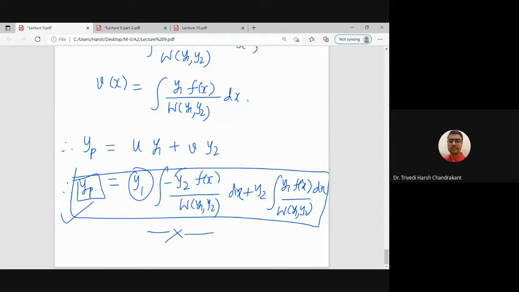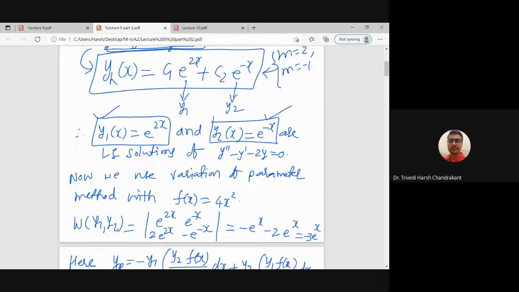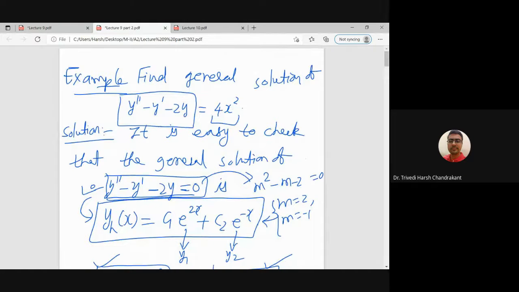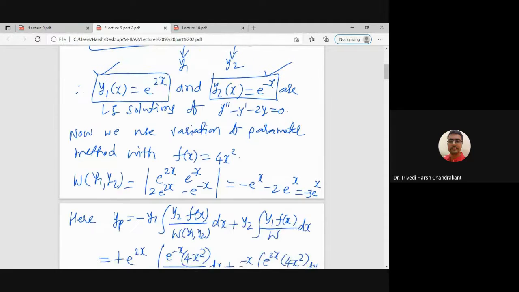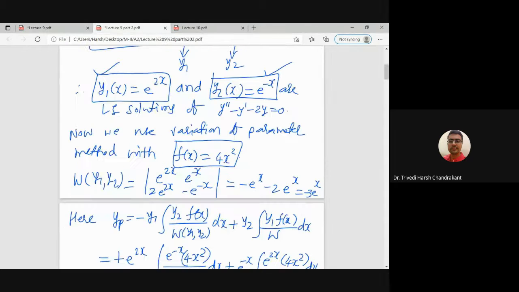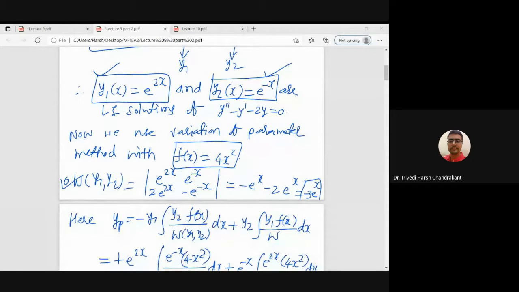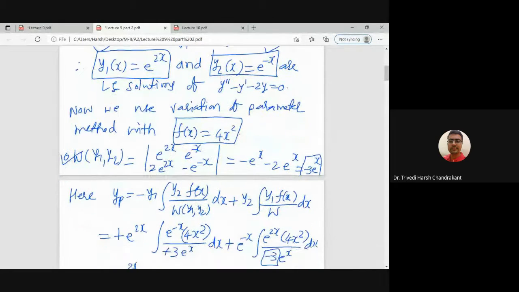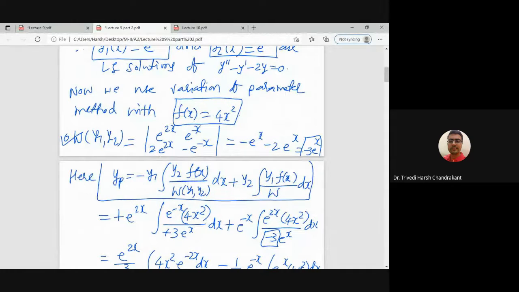So we know y1 and y2, we know f(x). What is f(x)? f(x) is the right hand side function, this function, 4x square. The only thing we need to find out here is the Wronskian. We found in the previous lecture that for these two functions y1 and y2, the Wronskian turns out to be minus 3 times e power x. Using this Wronskian, now we will substitute everything in this formula of the particular solution, and we'll find what yp is.